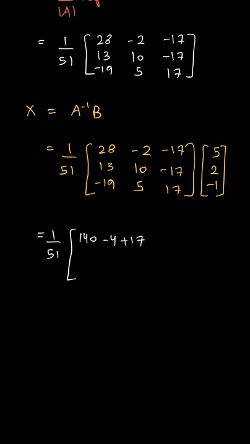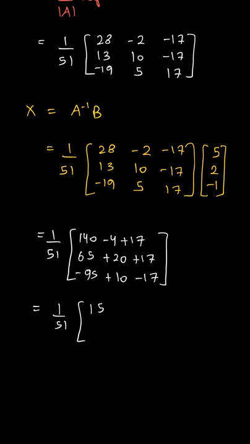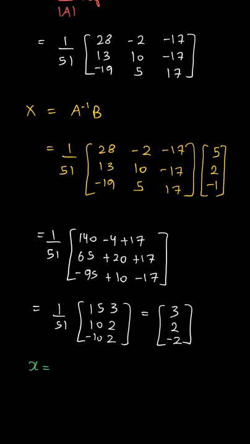Similarly, here we will have 13 multiplied by 5, which is equal to 65. Here we will have plus 20 plus 17. Here we will have minus 95 plus 10 minus 17. On solving it, that becomes equal to 1 upon 51 multiplied by 153, 102, minus 102. And taking 1 upon 51 inside, this is equal to 3, 2, minus 2. Therefore, we have the value of X is 3, the value of Y is 2, and the value of Z is minus 2. I hope you now have a better understanding of the question.